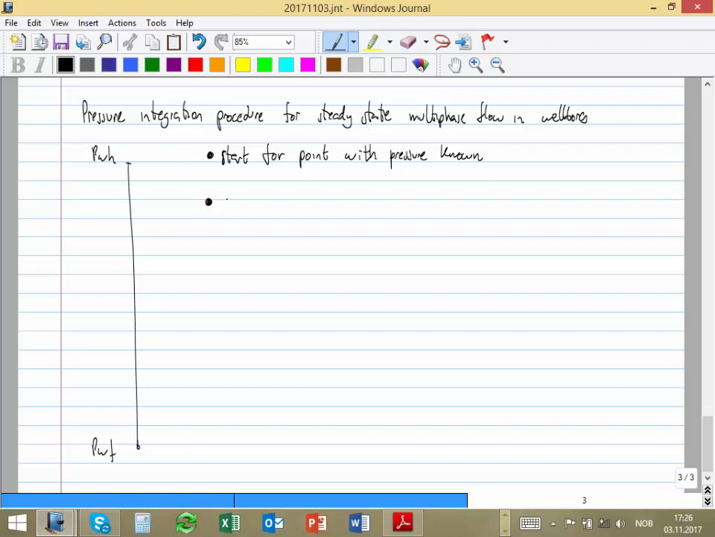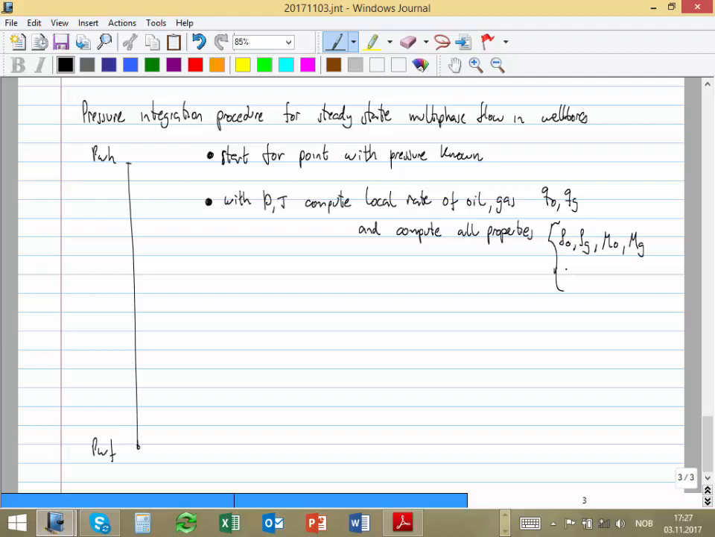Then you have to compute. With P and T, you compute the local rate of oil and gas, QO and QG, and you also compute all fluid properties. That means, what do we need? Like using this correlation that we used yesterday, you need 8 things. So you need density of oil, density of gas, viscosity of oil, viscosity of gas. You need the interfacial tension, oil and gas. What else do you need? I don't think you need anything else, right? These are the main things.